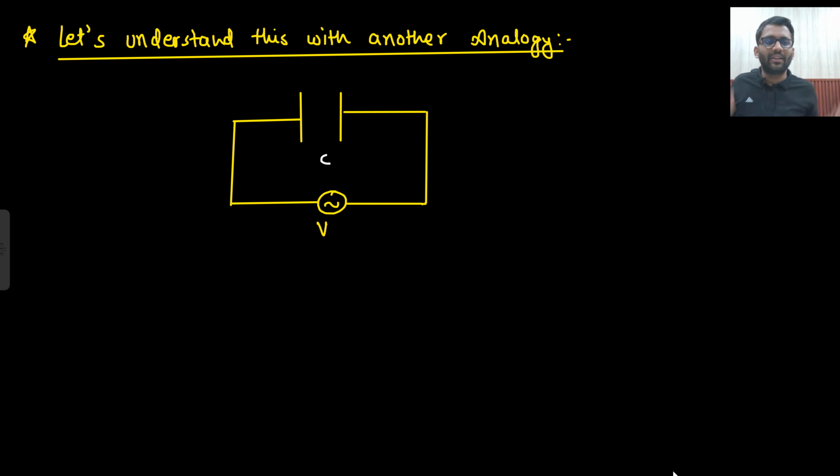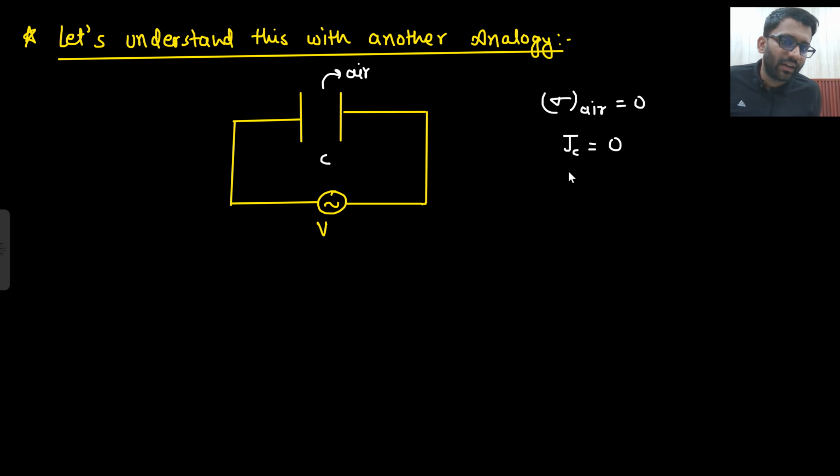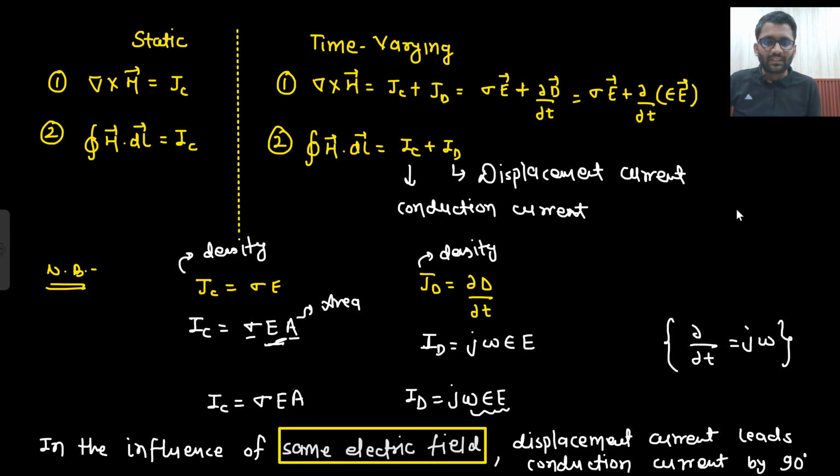There will be nothing between the plates of capacitor. There will be air, right? This is one plate, this is the second plate. So between two plates of the capacitor there is air. So conductivity of air is 0. This will be air or free space. And now conductivity sigma of air is 0. If sigma of air is 0, then conduction current density will be 0, right? If conduction current density is 0, then conduction current should be 0.